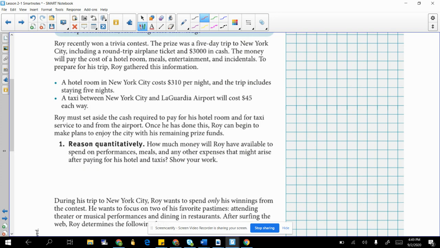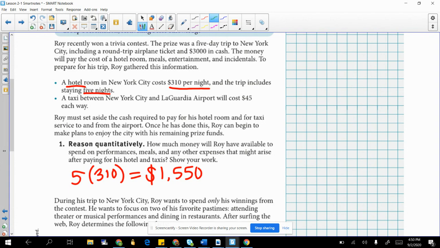So first thing we need to do is look back up here, and it says the hotel costs $310 per night, and he has to be there 5 nights. So let's go ahead and multiply this. 5 nights times $310 a night, that sounds pretty pricey, is going to be $1,550 spent on his hotel. All right, but that's not all.